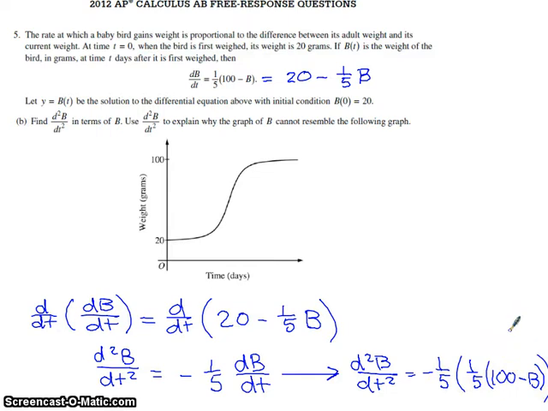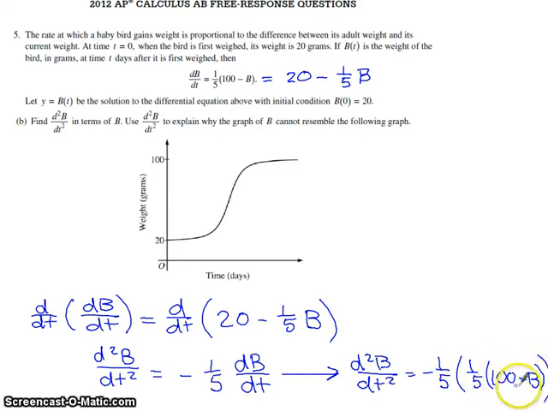Now what they want us to do with this derivative is see if we can use it to help us figure out why this graph cannot represent the solution to the differential equation. Now if you look at this second derivative, well, this portion is always obviously going to be negative no matter what b is, no matter what t is.